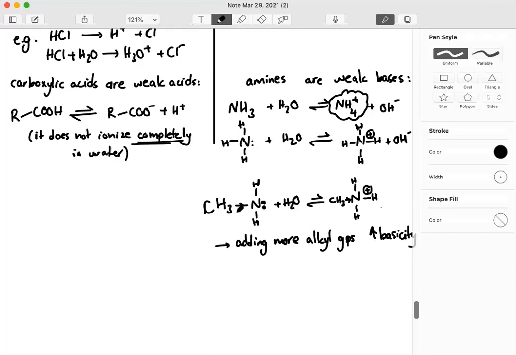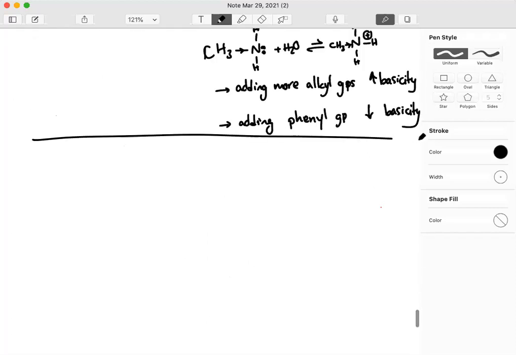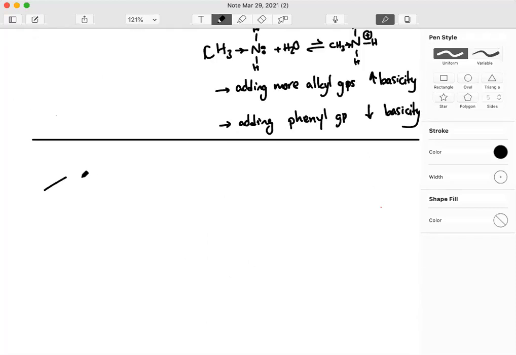طيب لو العكس، لو انا حطيت electron withdrawing group، adding مثلا phenyl group بيقلل البيزيستي. موضوع البيزيستي يعني ممكن اديك كذا compound، تعالوا نجرب كده. اقول لك انهي من دول is the most basic.